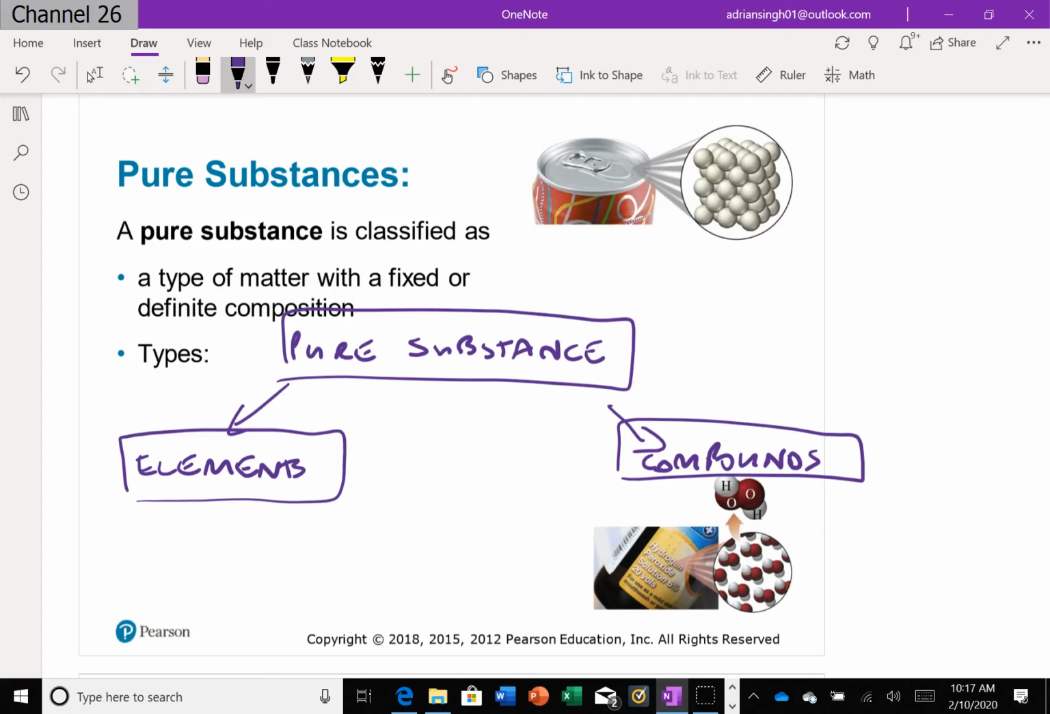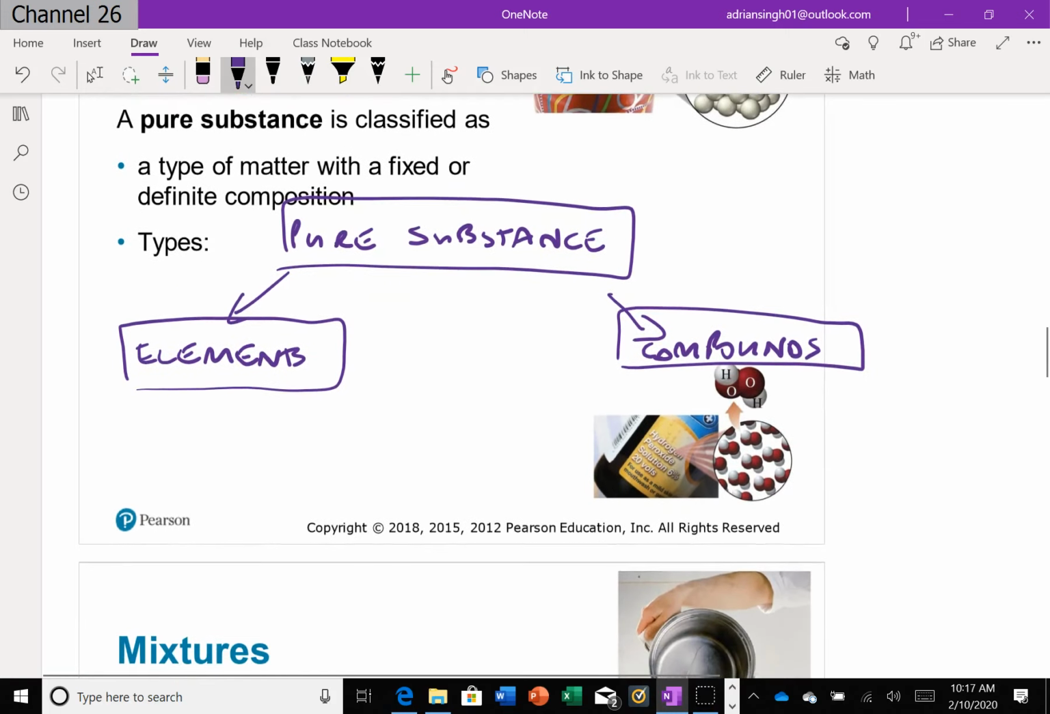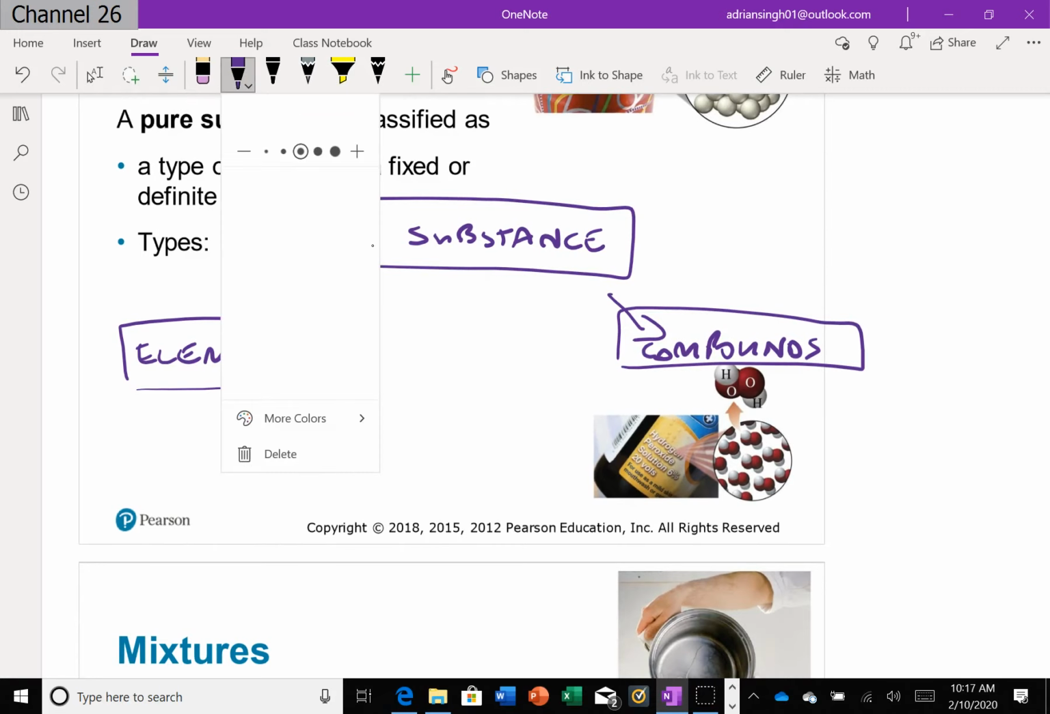Right, so matter can be either a pure substance or a mixture. A pure substance is an example of matter that's made up of a fixed or definite composition, and under that umbrella we have two subcategories. That pure substance can either be an element or it can be a compound. So what's the difference between the element now and a compound?